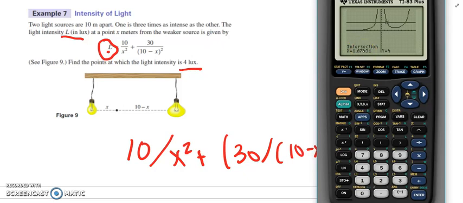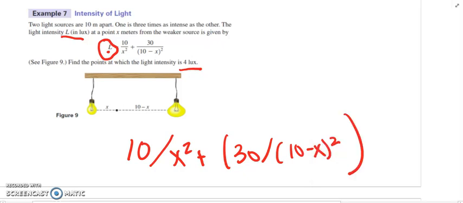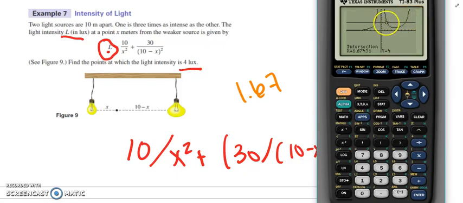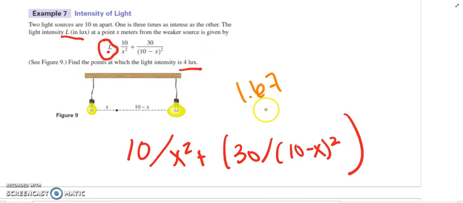And so it says find the points at which light intensity is 4. One is 1.67. And then if we go back, we have another one here. We're not going to deal with a negative, and then we're going to have another one here. Okay, I just paused it and did it on my own. I did second intersection, first curve, enter, second curve, enter, and then enter. And it told me y is 4 also at about 7.19. So that's our other option.